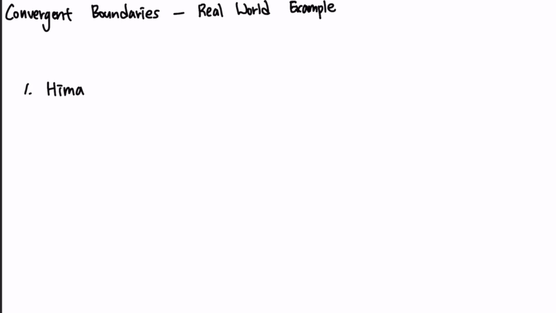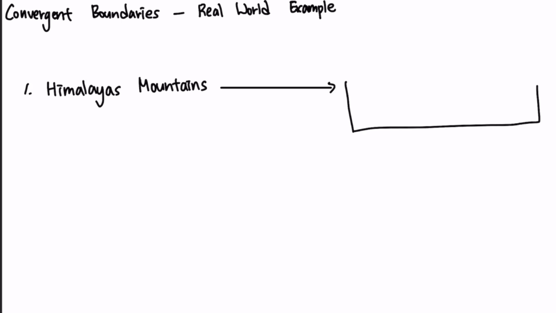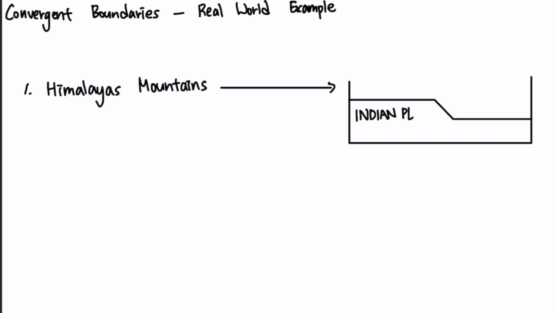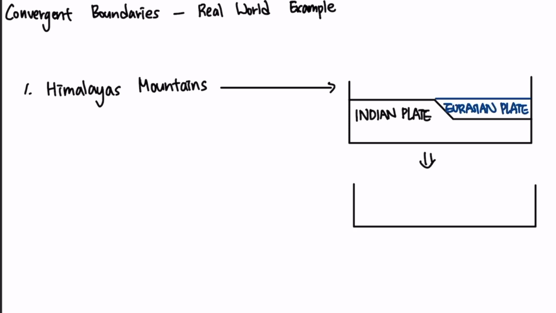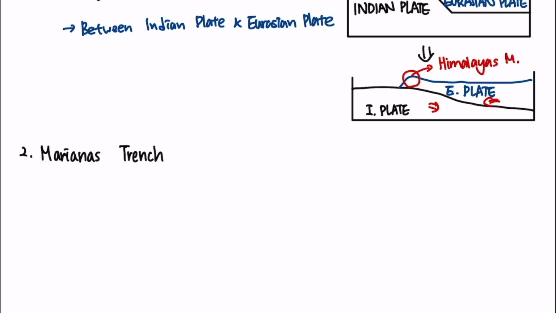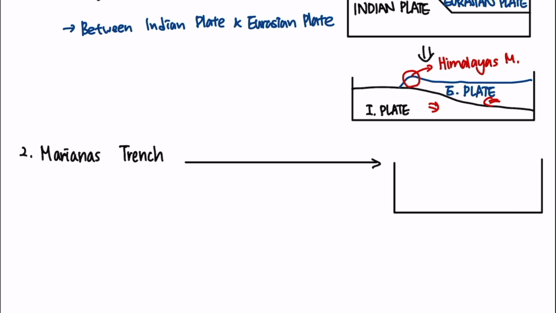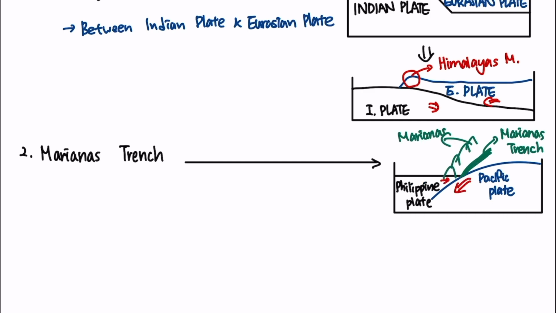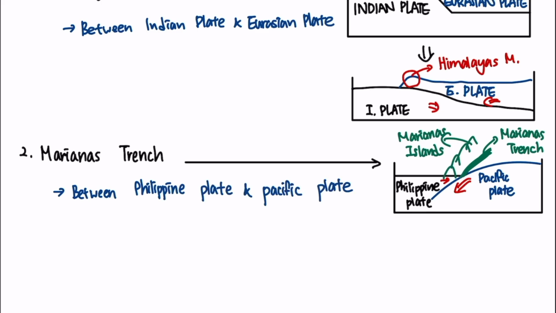There are few real-world examples for the convergent boundary. The example of continental-continental convergent boundaries is the collision of the Indian plate with the Eurasian plate, creating the Himalayas mountains. The examples of oceanic convergent zones are the subduction of the Pacific plate south of Alaska, creating the Aleutian Islands, and under the Philippine plate, where it creates the Marianas Trench, the deepest part of the ocean.